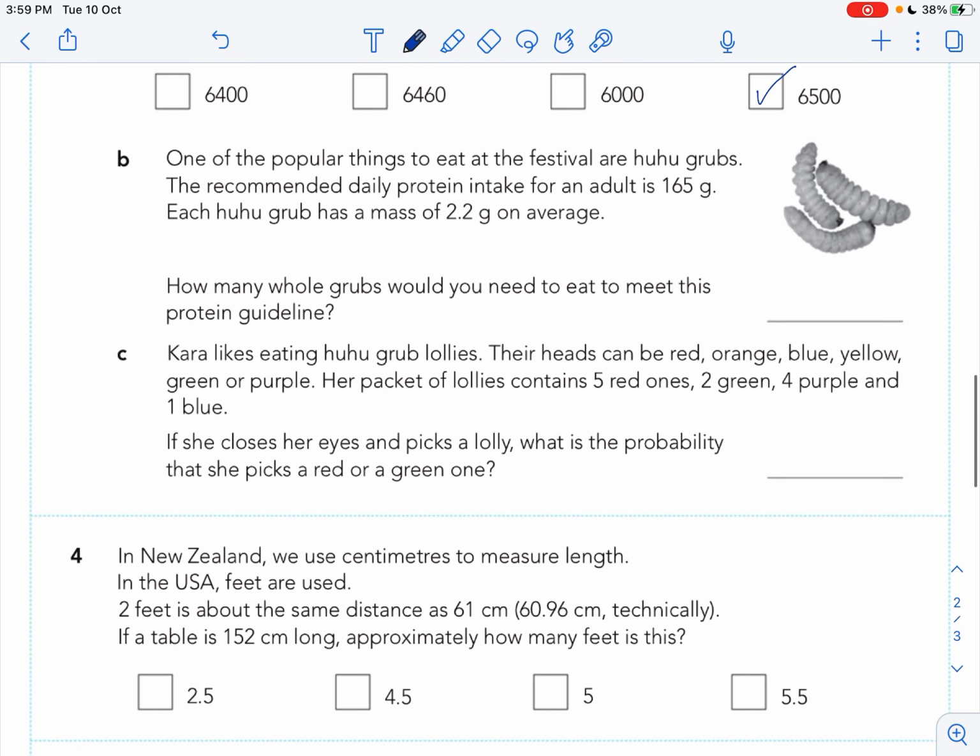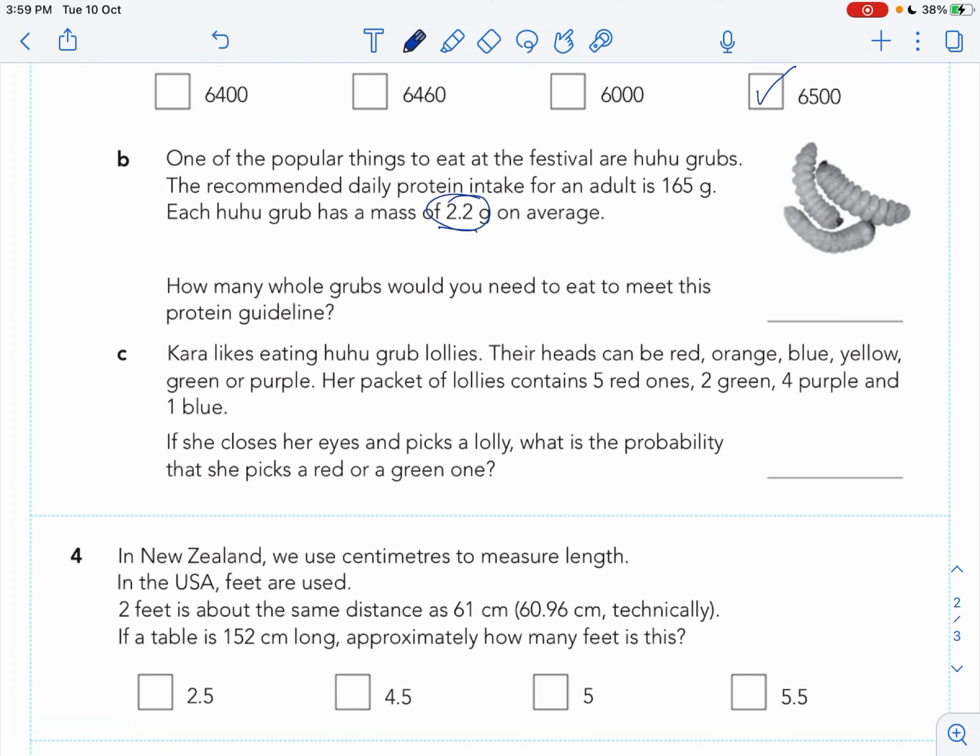Okay, one of the popular things to eat at the festival are hoo-hoo grubs. Yum. The recommended daily protein intake for an adult is 165. Each hoo-hoo grub has a mass of 2.2 grams on average. How many grubs would you need to meet this protein requirement?